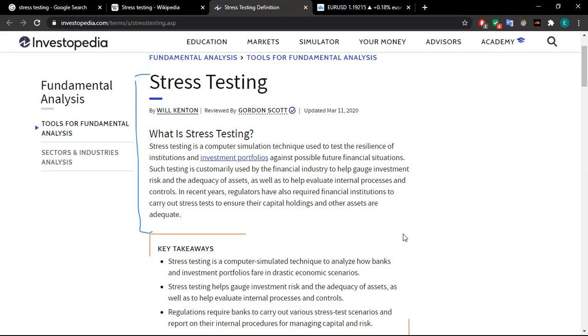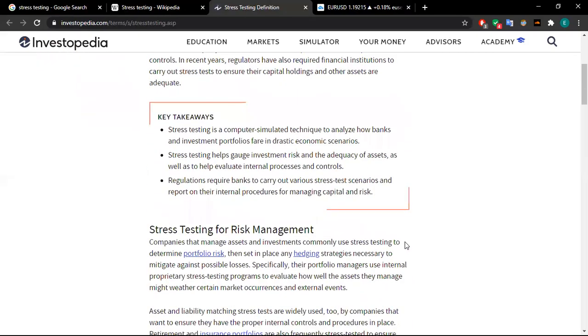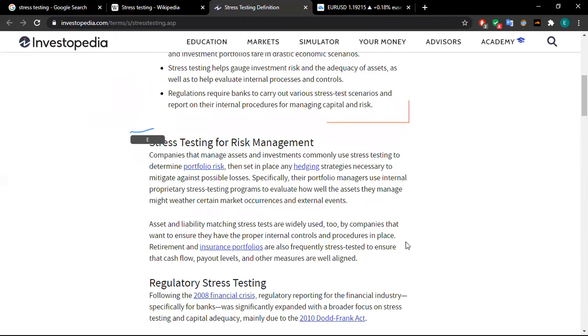In recent years, regulators have also required financial institutions to carry out stress tests to ensure their capital holdings and other assets are adequate. So the way they see it is, after that 2008 crash, they realized that they needed stress tests to make sure there's enough liquidity for them to run the market continuously, so everyone doesn't get burnt. This is such an important thing.